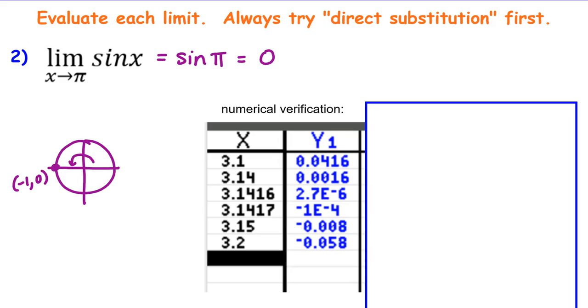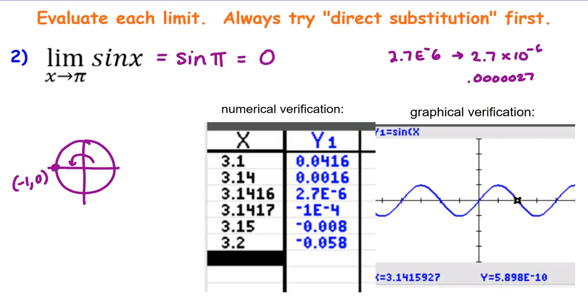And here's the numerical verification. As the values of x get closer and closer to pi from the left and from the right, you can see that the values of y are getting closer and closer to 0. 2.7 e negative 6, that scientific notation, is 2.7 times 10 to the negative 6th, which is 0.000027. So that's very, very close to 0.